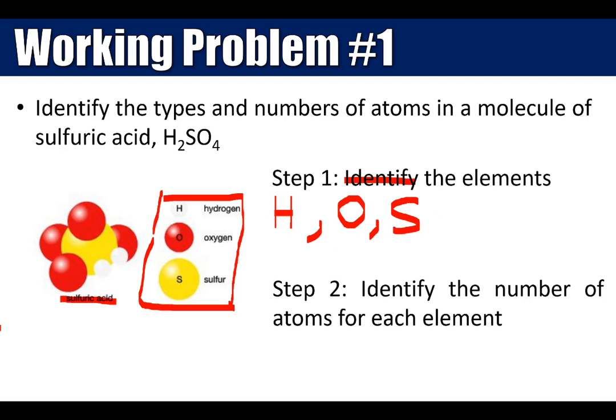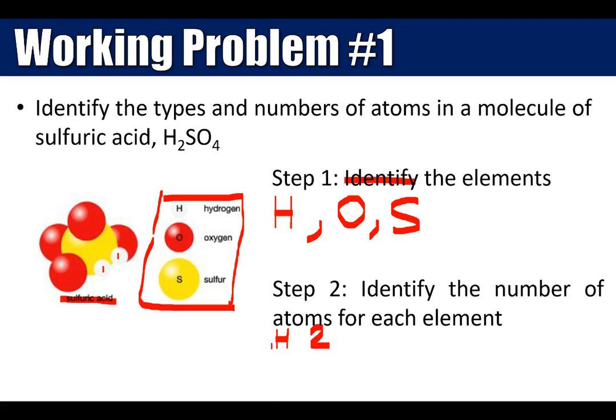Step number 2, you need to identify the number of atoms for each of the elements. So let's start with hydrogen since it is in order. My suggestion here is you always list it based on the order. So let's start with the hydrogen. Let's count how many white balls, or white atoms, do we see. So you have 1 here and you have 2. So that would mean that we have 2 hydrogens in this case.